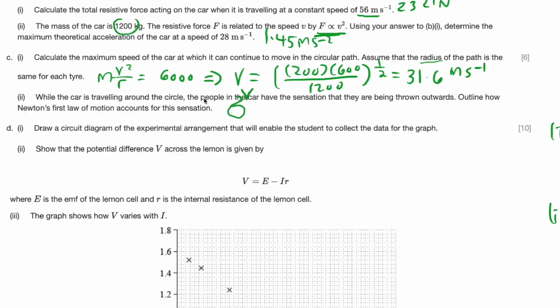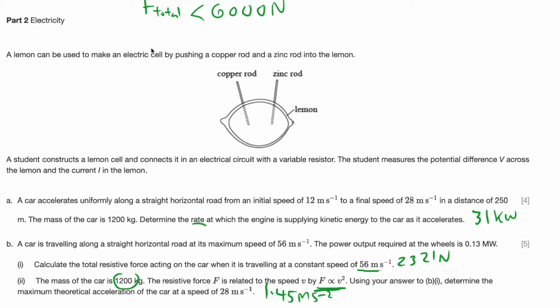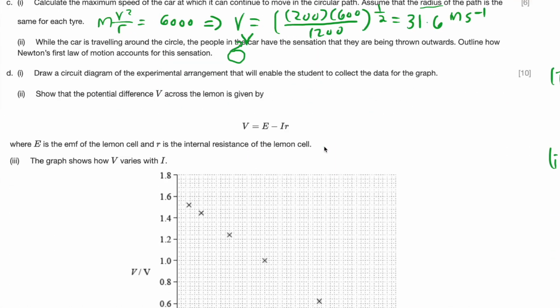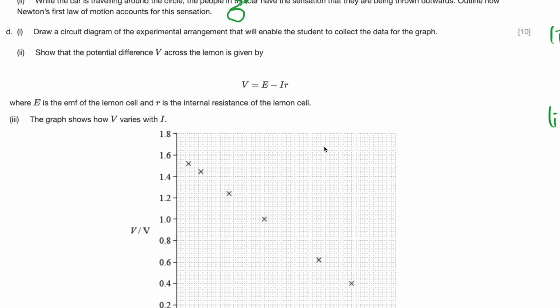Draw a circuit diagram. Also, this is about electricity. So let's look at the problem. A lemon can be used to make an electric cell by pushing a copper rod and zinc rod into the lemon. A student constructs a lemon cell and connects it in an electrical circuit with a variable resistor. The student measures the potential difference V across the lemon and current I in the lemon. So draw a circuit that will enable the student to collect data for the graph.